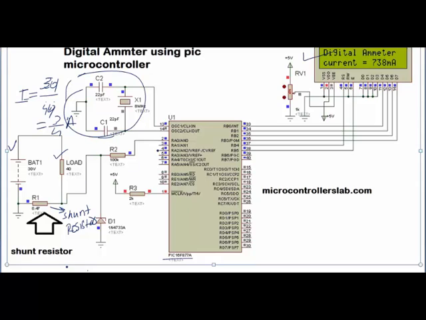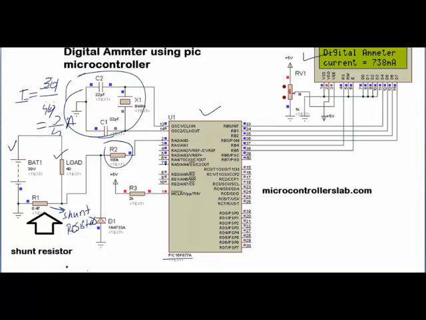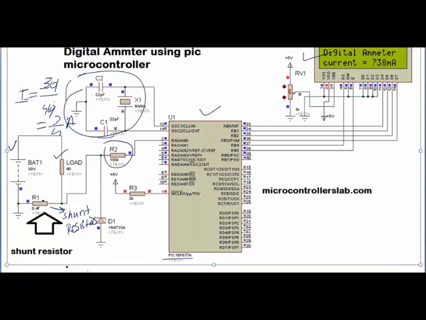We have simply given this input to the microcontroller, and I have connected a 100 k resistor here, because it will prevent a high current from flowing this way. If you connect it directly to the microcontroller, there might be chances that the microcontroller may offer a lower resistance than the shunt resistor, and current will start flowing this way, and it will damage our microcontroller.